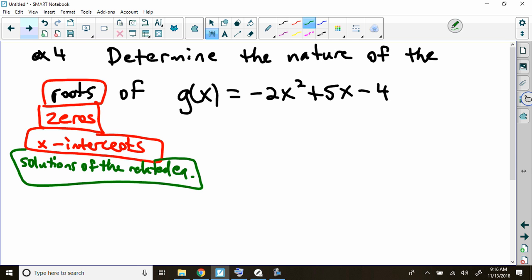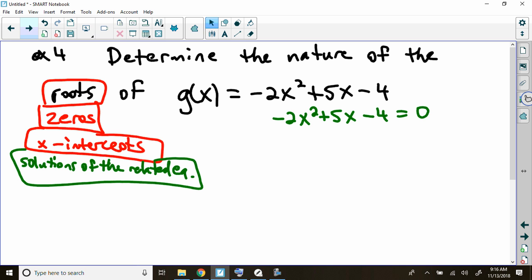So what I'm telling you is this. Suppose we had negative 2x squared plus 5x minus 4 equals 0. We would be interested in the solutions of that equation. Because when you find the roots of a function, or the zeros of a function, or the x-intercepts of a function, it's the same thing as finding the roots of the equation.